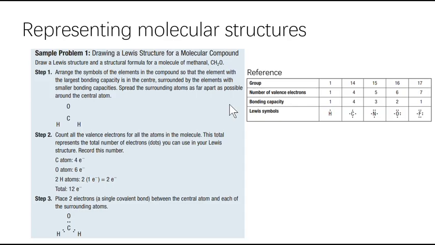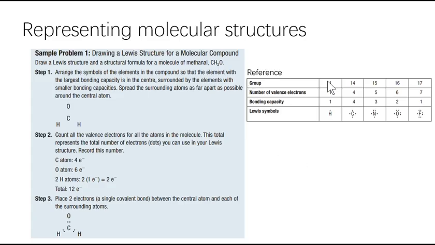You have seen a few Lewis structures and structural formulas. You have to learn how to draw these diagrams. But when it comes to drawing a molecule of CH3OH, or methanol, it involves around 10 steps. So step number 1, arrange the symbols of the elements in the compound so that the element with the largest bonding capacity is in the center, surrounded by the elements with smaller bonding capacities.